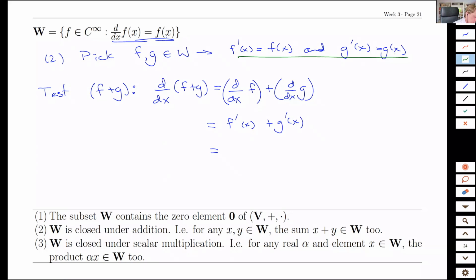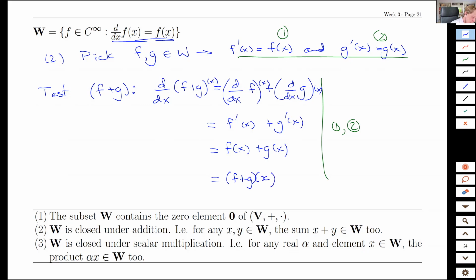But using these properties here, let's call this 1, let's call this 2. 1 and 2 tell us that we can replace this with just f of x plus g of x, which is the same thing as, I probably should have put more x's in here. I do apologize. Got a little sloppy there. That is the same as f plus g evaluated at x.